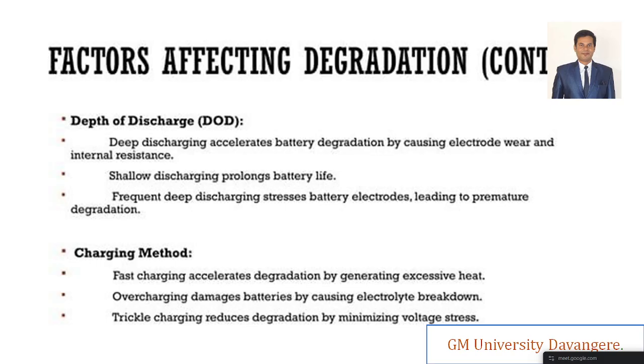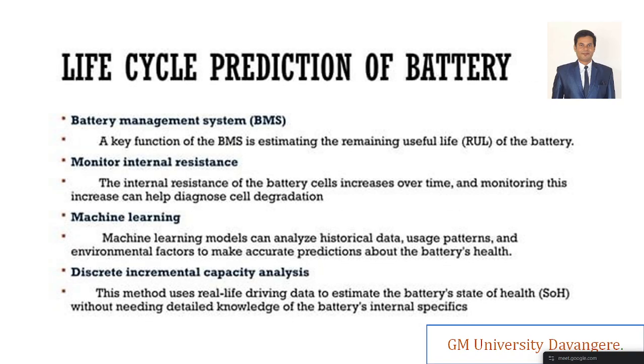So please follow these charging methods to keep your battery in very safe conditions, give the batteries a prolonged life and a good life cycle. Next is the life cycle prediction of the batteries. How are we going to predict it? One is the prediction from the battery management system. I have shown it in the third chapter. We have to study managing the battery conditions and monitoring all the conditions.